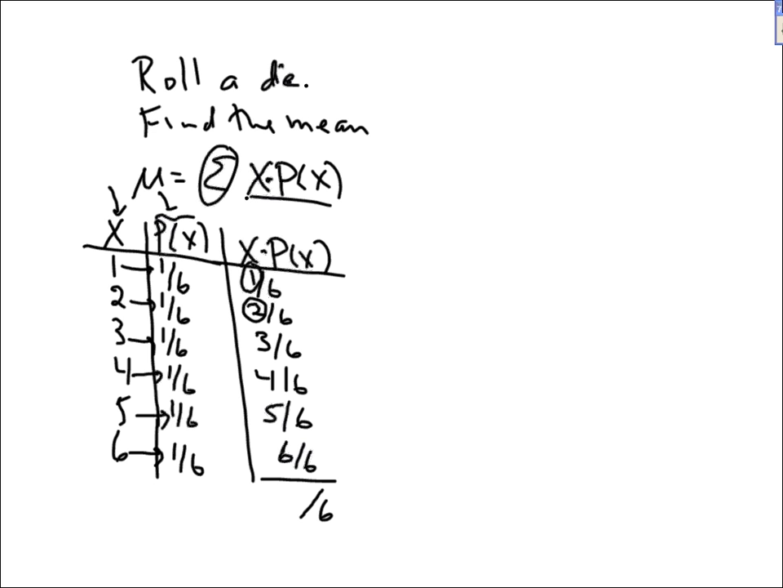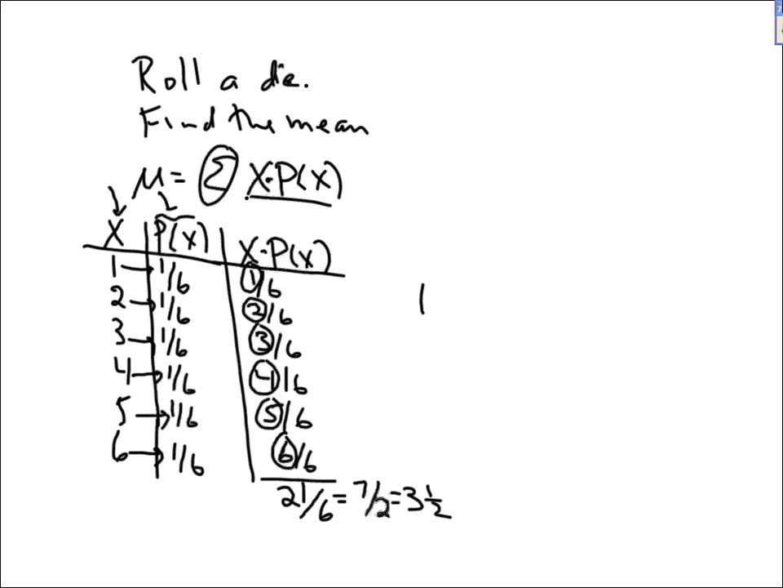And we add up the numerators, because all the denominators are 6. 1 plus 2 is 3, plus another 3 is 6, plus 4 is 10, plus 5 is 15, plus 6 is 21. Divide the top by 3, divide the bottom by 3. 7 over 2 is 3.5. Your average roll, mean and average are the same. Your average roll would be 3.5.